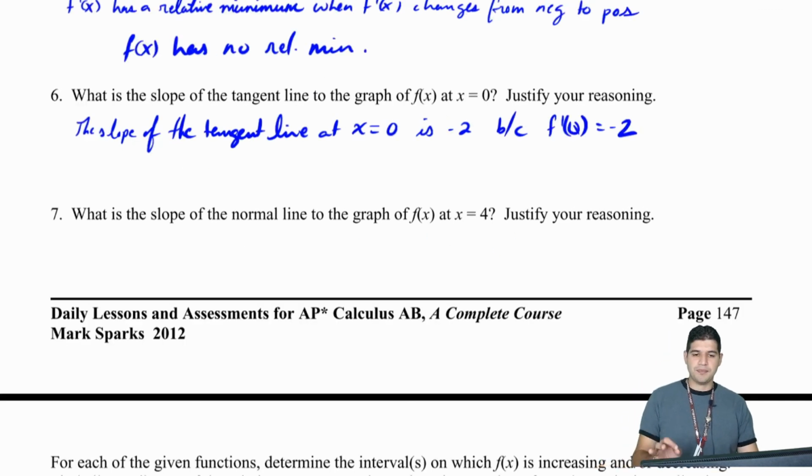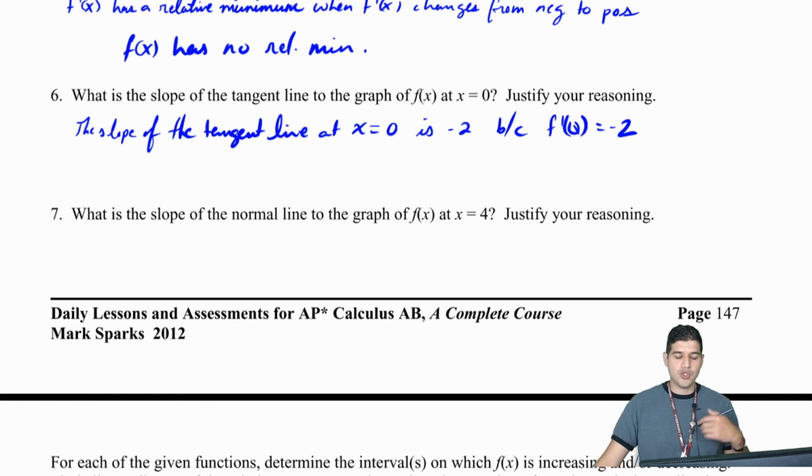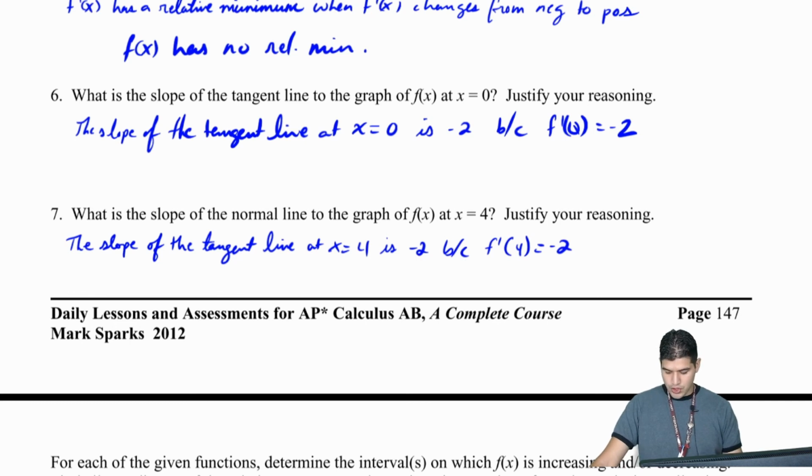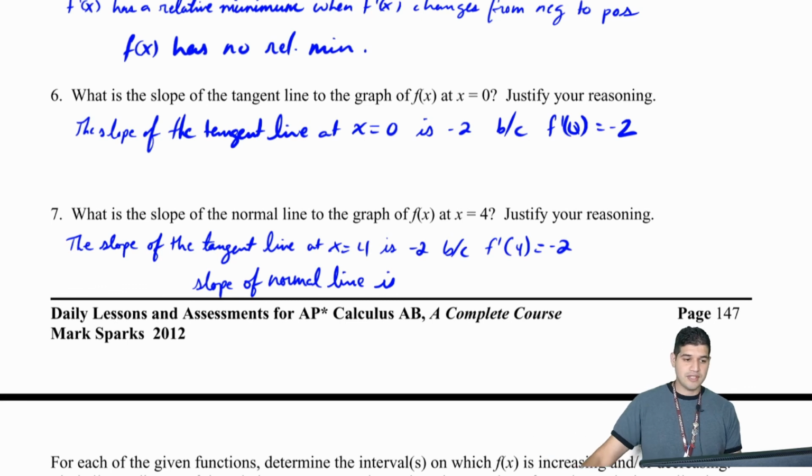Now we want to do something similar with the normal line. So what is the slope of the normal line to the graph of f of x at x equal to 4? So again, let's start with the tangent line. The slope of the tangent line at x equals 4 is going to come out to be -2 because f prime of 4 is equal to -2. So the slope of the normal line is going to be the negative reciprocal, which is 1/2.